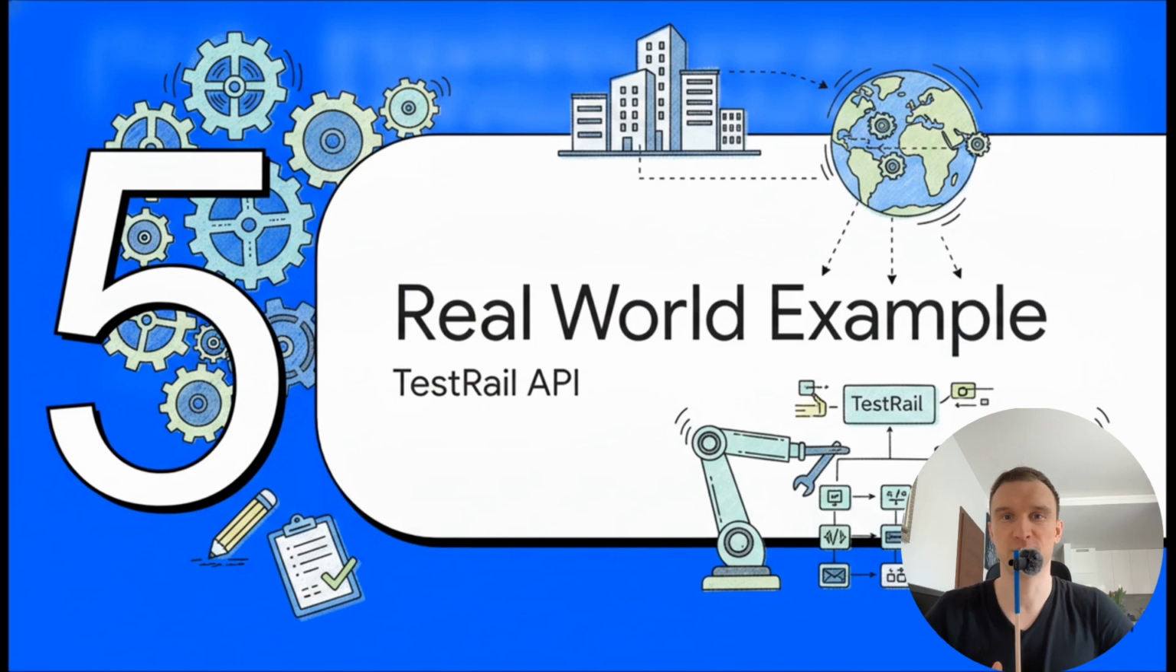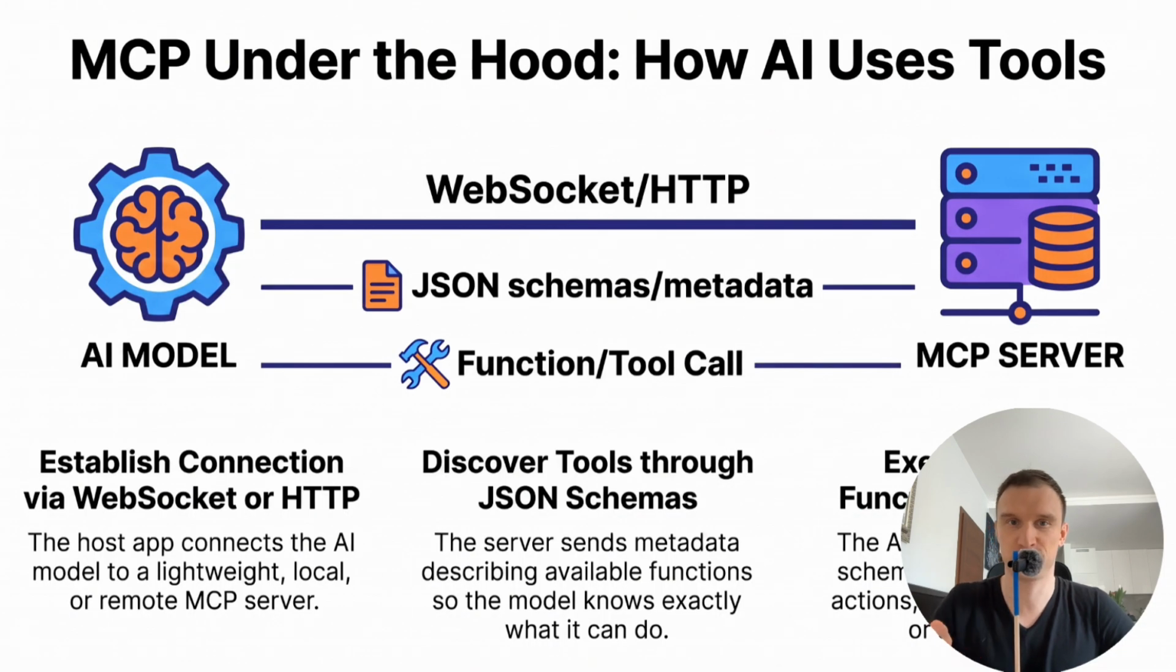Under the hood, an MCP server is a lightweight process that sits right next to your service or data source, describing what it can do using JSON schemas. The model connects to the server through a standardized interface like WebSocket or HTTP and receives metadata about the available tools. Once connected, the model calls this function directly using that metadata.